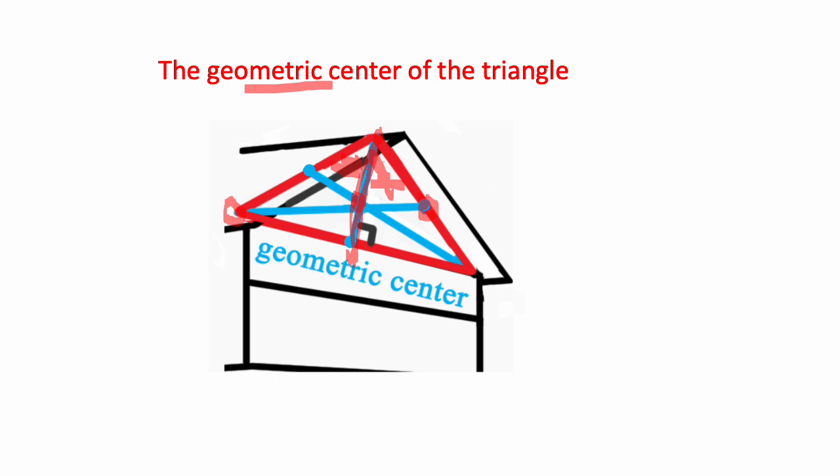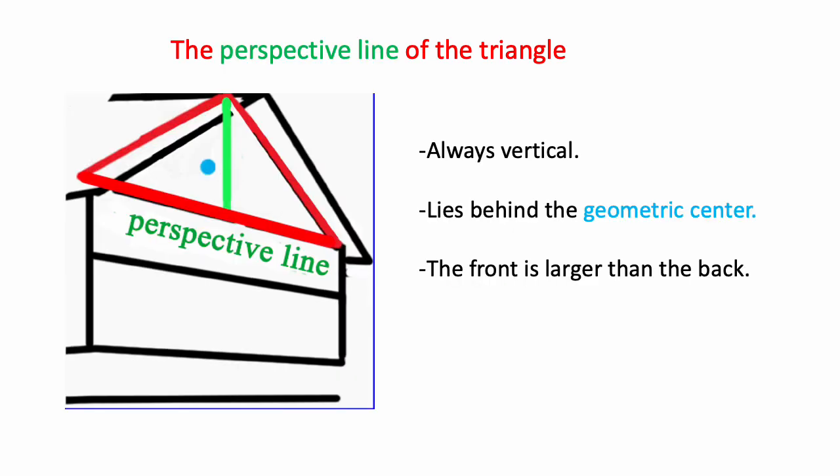But something's wrong with this look. It looks like the roof is at risk of sliding down. So what to do? The important line then for this triangle is the perspective line that travels from the apex vertically down to the base. So this vertical relationship provides stability to the dormer, which no longer seems at risk of sliding down. And it travels behind the geometric center of the triangle.